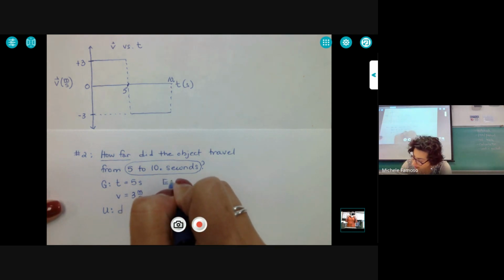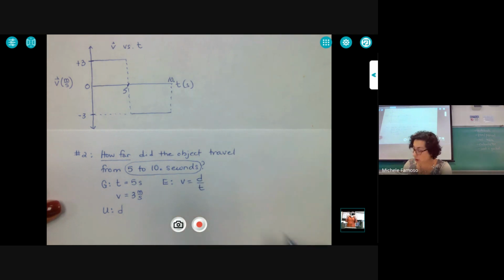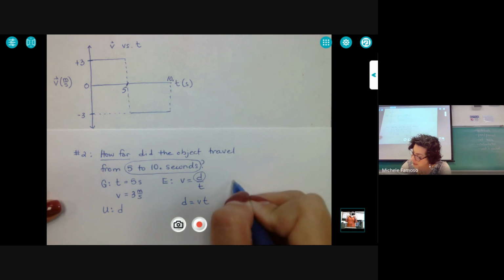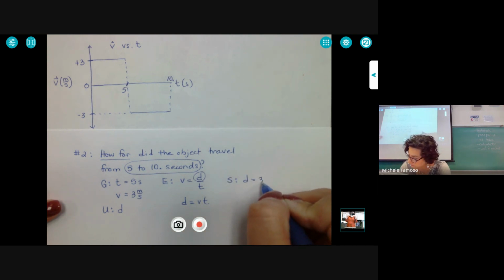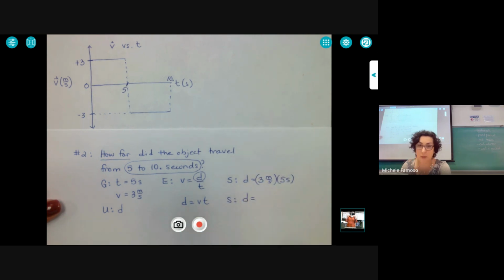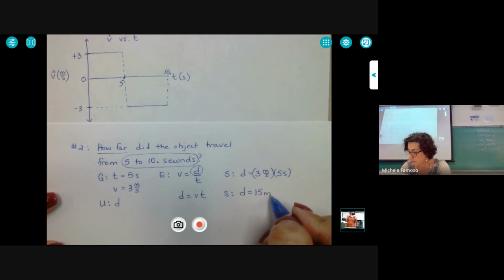So in order to get the distance, we start with the equation on the reference table, and we move it around for distance. And then we do our substitution with units, and then we solve it. Normally we would pay attention to sig figs, but don't worry about it right now. What does that mean the distance traveled is? Okay.